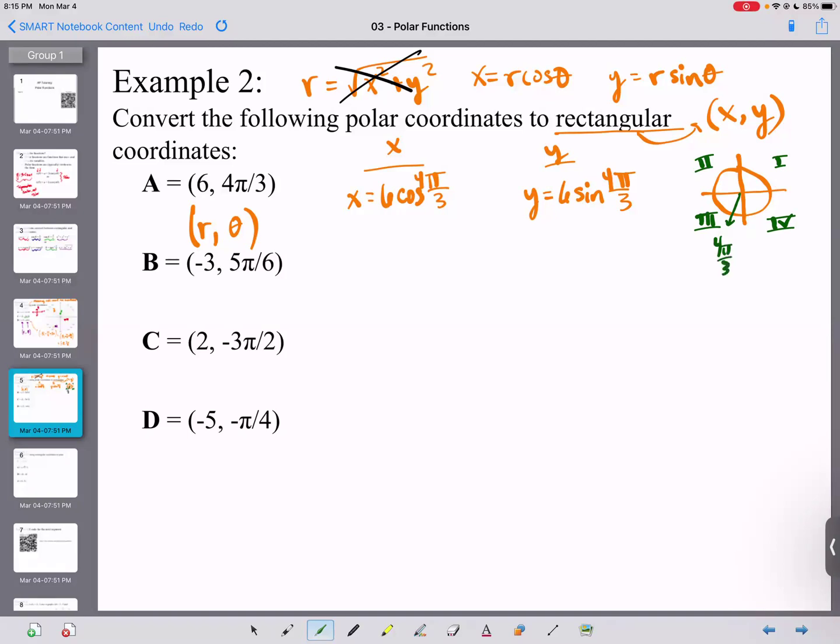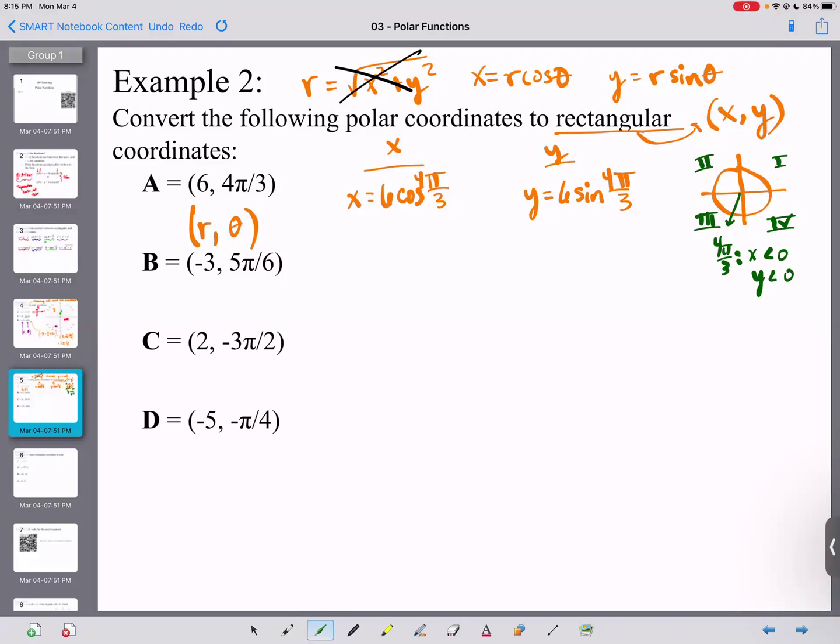Which means what for my x's? Are my x's greater than 0 or less than 0 when I'm on the left side? Less than 0. And what about y's? Are my y's greater than 0 or less than 0? It's going down. Oh, the third one, right? Negative. Yep. So they're both negative.